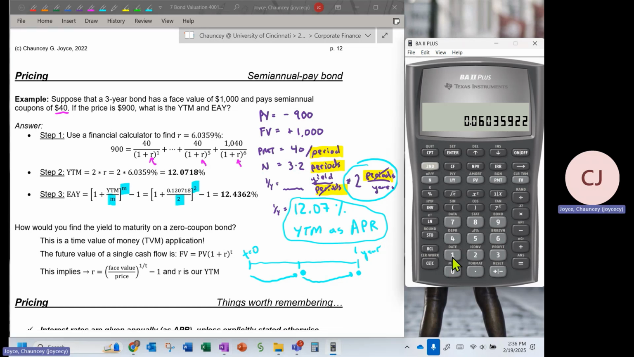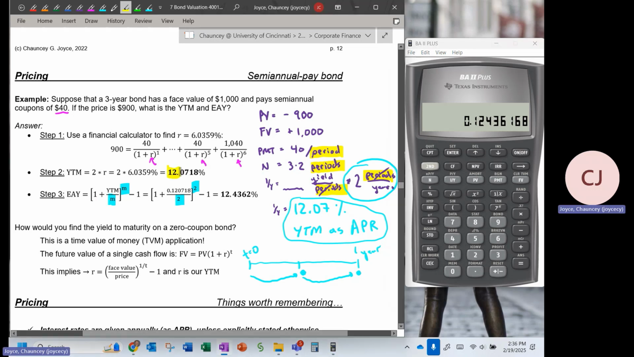And then we're going to combine it with 1 and then we could either square it, which we could do, or just go y to the x, 2, equals, and then subtract 1. That's your effective annual rate right there. 12.44% if you round to the nearest hundredth. So interest rates get pretty confusing with bonds, but we just have to handle them step by step. That's the effective annual rate on this bond.